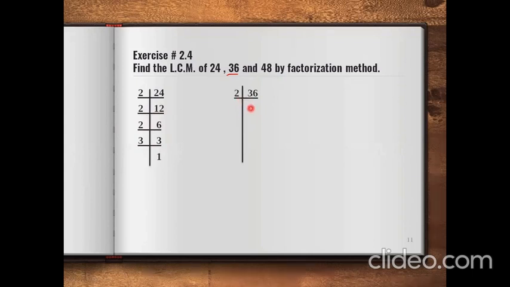Okay, so what you will get here: 36. So 2 into 1 is 2 and 2 into 8 is 16. Then you will write 2 into 9 is 18. This 9 cannot be divided by 2, so you will move on to the next number, that is 3. And 3 into 3 is 9. And the last one is 3 into 1 is 3.